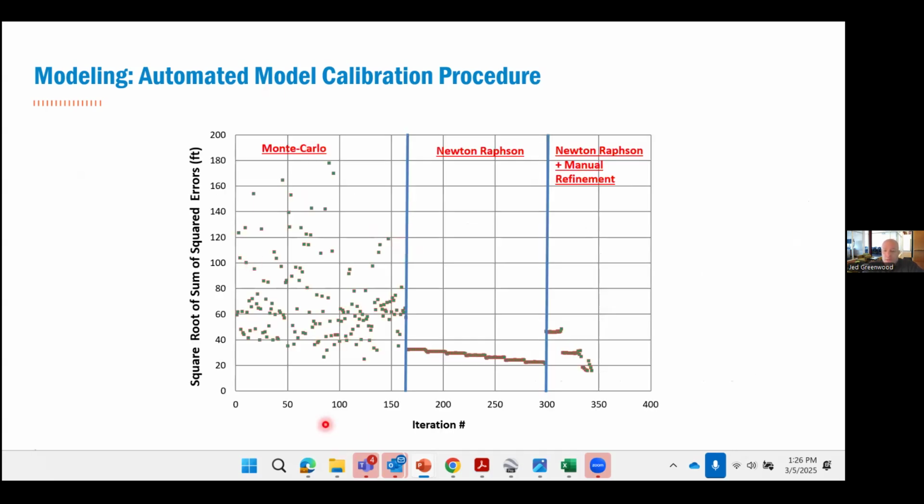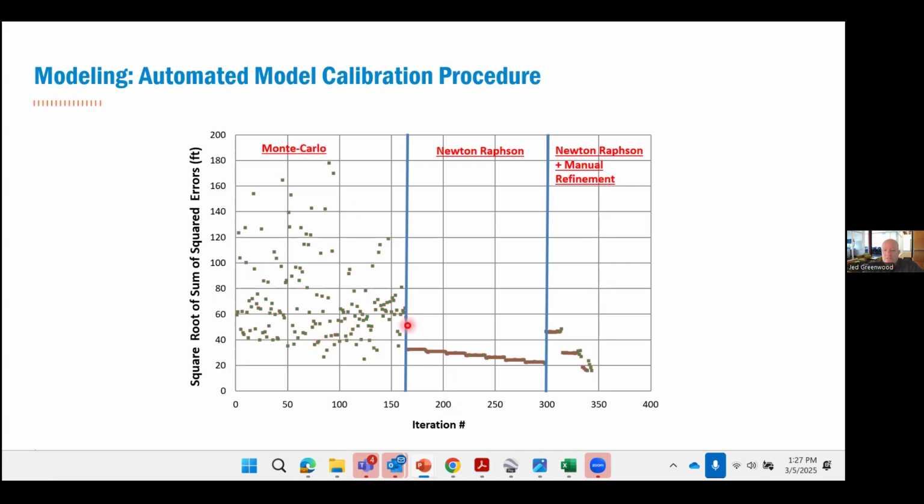So here, this is our number of iterations down here on the x-axis. On the y-axis is the square root of the sum of the square of the errors. So it's basically whatever your error is, measured minus computed. Take the square of that to get rid of the sign, and then you take the square root. So it's essentially an absolute value of the error.